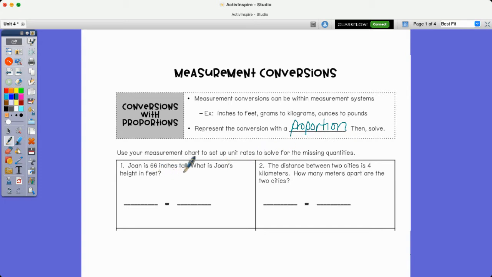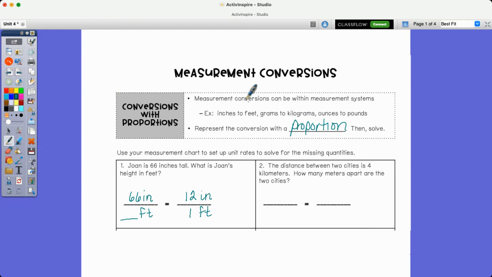Joan is 66 inches tall. What is Joan's height in feet? So I have 66 inches equals, I don't know how many feet. This is my blank. Okay. I also know there are 12 inches in 1 foot. You would get this off your chart. I will make sure those are in your notebook before you have this video.